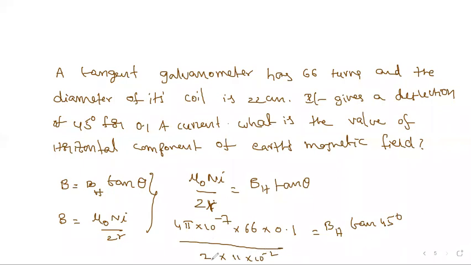Here, solving these values, 11 sixes are 66. This is totally 10 power minus 8 by 10 power minus 2. That is 10 power minus 6 only here. That means 4 pi into 10 power minus 6. Each value is 4 pi into 10 power minus 6.